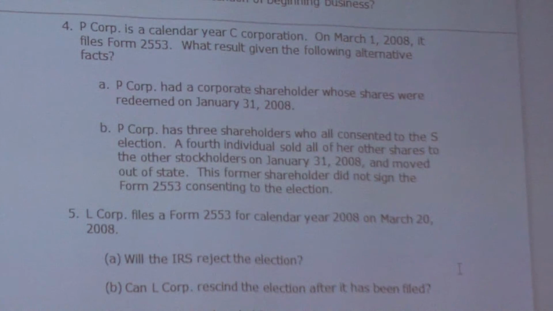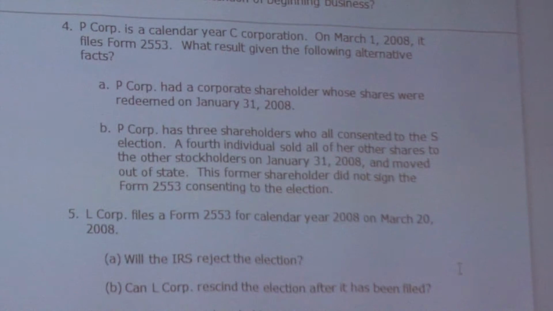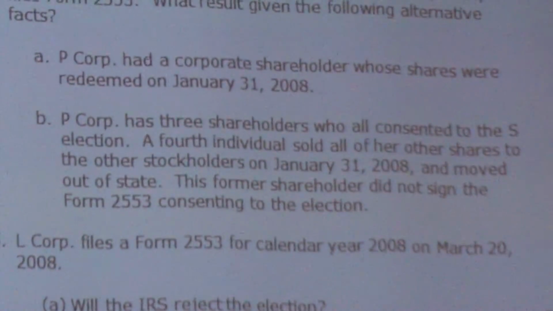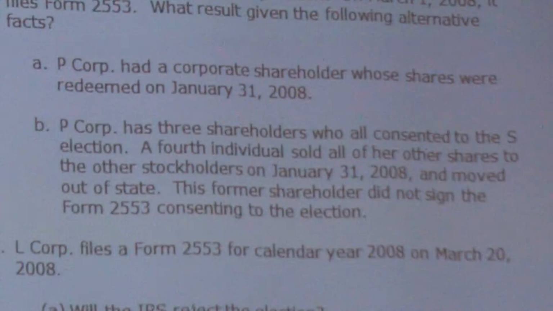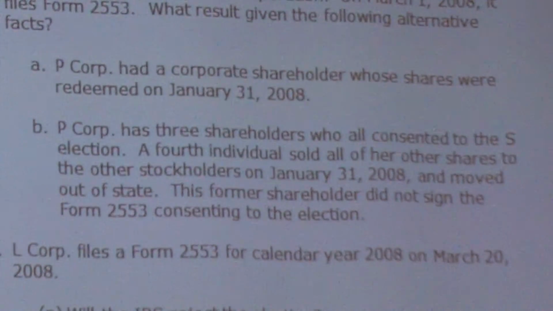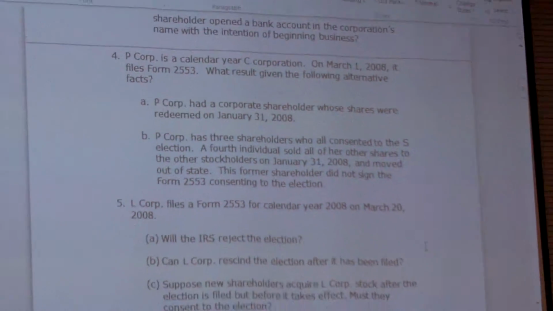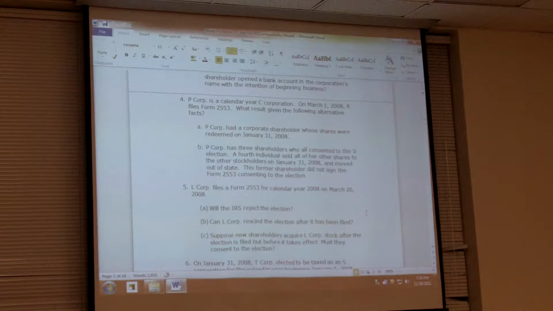Now, what about this other alternative here? P Corp has 3 shareholders who all consented to the S election. A 4th individual sold all of her shares to the other stockholders on January 31, 2008, and moved out of state. This former shareholder did not sign the Form 2553 consenting to the election. Okay, who needs to consent to the election in order to have it effective retroactively? Unanimous. Has to be all of them, yes.